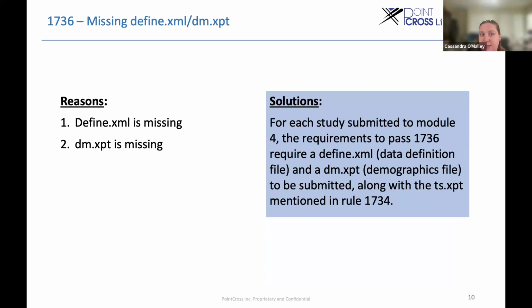1736 references the missing define.xml or dm.xbt. The two reasons for that would simply be one of either of the files is missing. And for each study to be submitted and pass through the gateway, a define.xml and a dm.xbt with the matching ts.xbt from 1734 and the matching study IDs must be submitted.